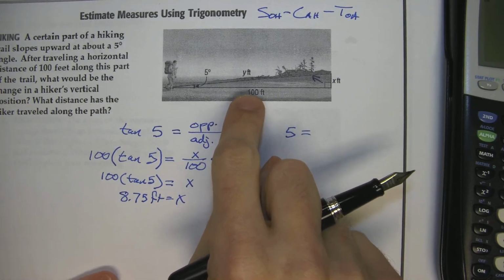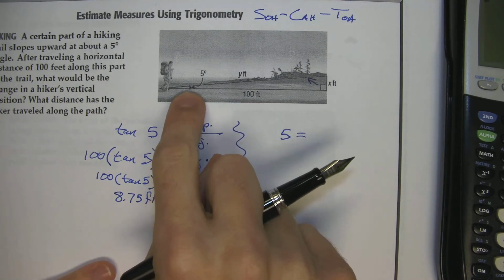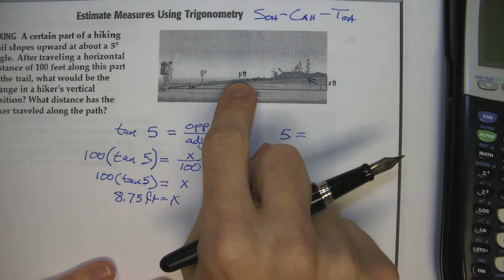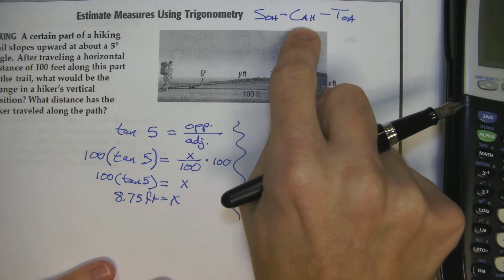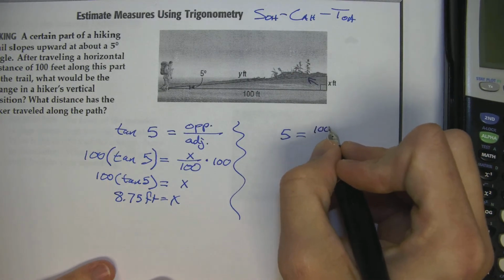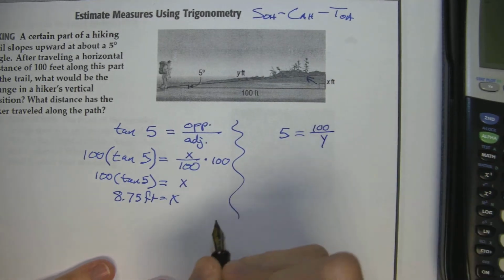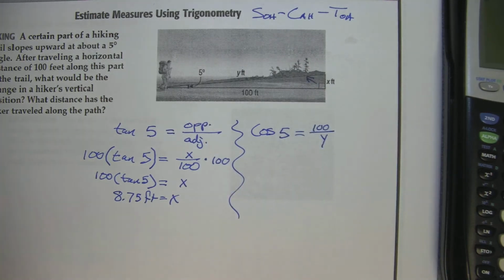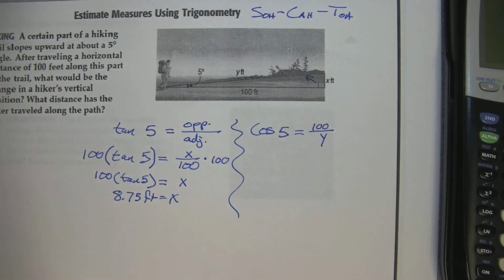So I know 100. 100 in this case is the adjacent side to the 5 degree angle, and I'm going to be trying to find the hypotenuse. So let's think about this. Adjacent side and hypotenuse, that sounds a lot like cosine. So the adjacent side would go up top, so 100. Our hypotenuse, in this case y, what we're trying to find, would go down below. And we said we'd be using the cosine ratio. So there it is. Cosine of 5 is going to be 100 over y.